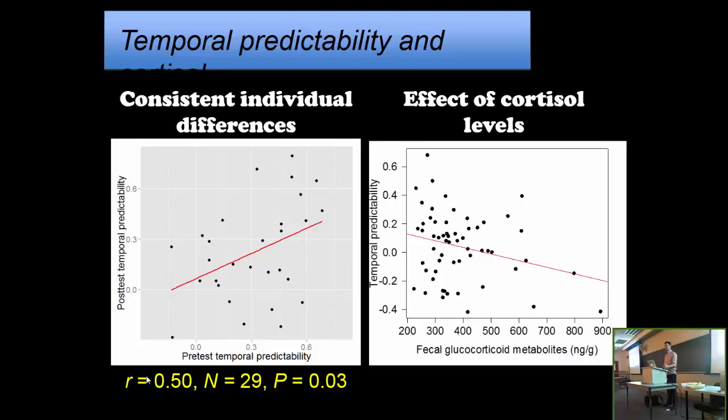And looking at how it varies with cortisol levels suggests that that may be the case, that there's a negative relationship between cortisol levels and temporal predictability, as one might expect if it's the case that temporal predictability impacts predation risk. And so some of the follow-up studies might try to manipulate predation risk itself, to see if both cortisol levels and temporal predictability vary in response to that manipulation.